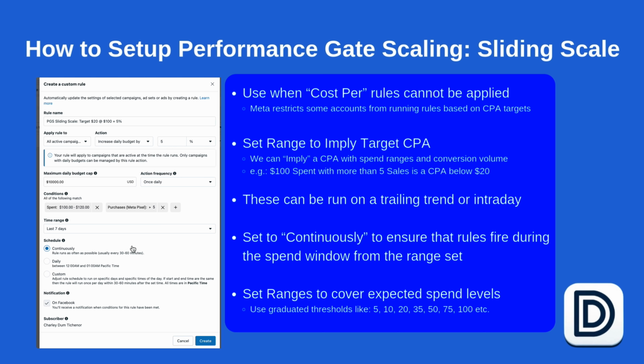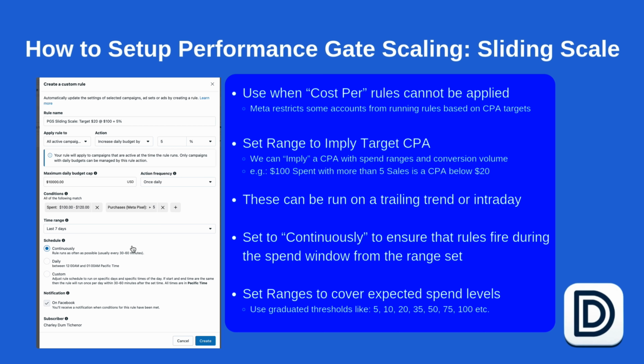So like all rules, let's read this from top to bottom so that we understand what we're doing, and then we can get into really advanced stuff. So this rule is a performance gate scaling sliding scale rule with our target being a $20 CPA at $100. And if that happens, we're gonna raise the budget by 5%. We're gonna apply it to all active campaigns and increase the budget by 5% with a maximum daily budget cap here of say $10,000. And we're only gonna do this once per day.